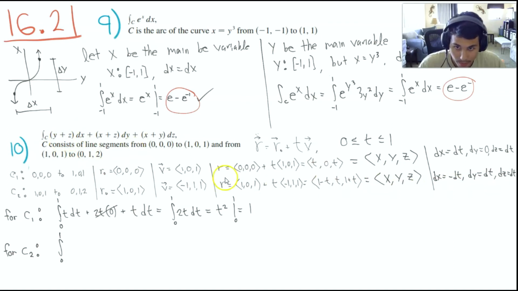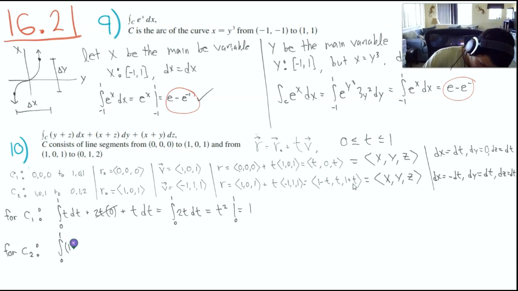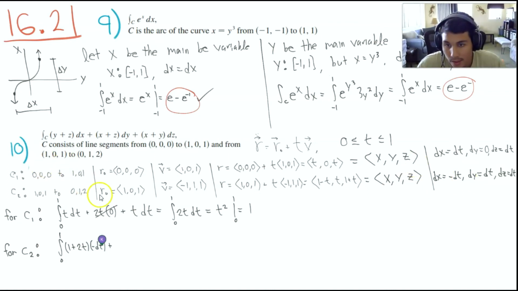Well, we got y plus z. Y is t, z is 1 plus t, so that's t plus 1 plus t, which is 1 plus 2t. And this is dx. Dx is negative dt. Okay, and then we got x plus z, which is 1 minus t plus 1 plus t. Looks like the t goes away and the 1 stays, so it's 2. dy is dt, so 2 dt.